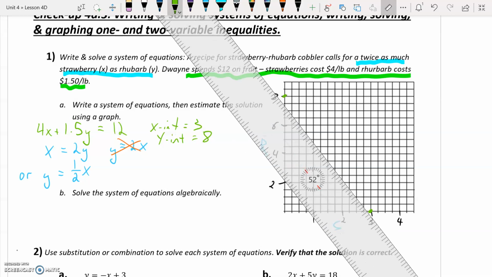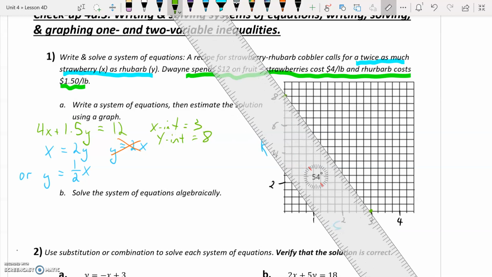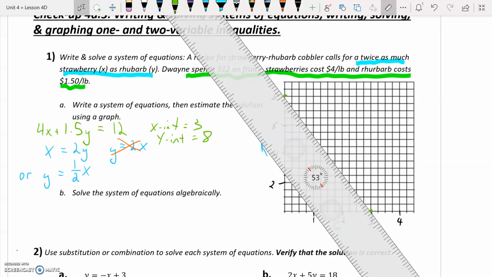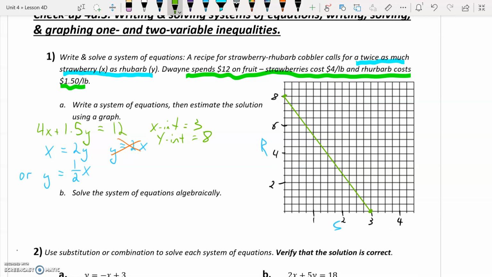And so that gives us... Okay, so remember each point on that line is a combination of strawberry and rhubarb poundage that would cost $12. We're looking for the combination that would cost $12 and have the right ratio of strawberries to rhubarb. So then we want to graph the other line.